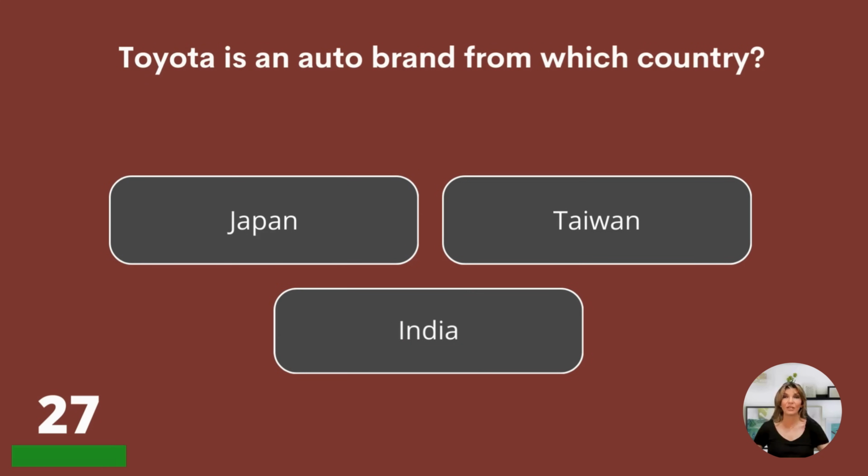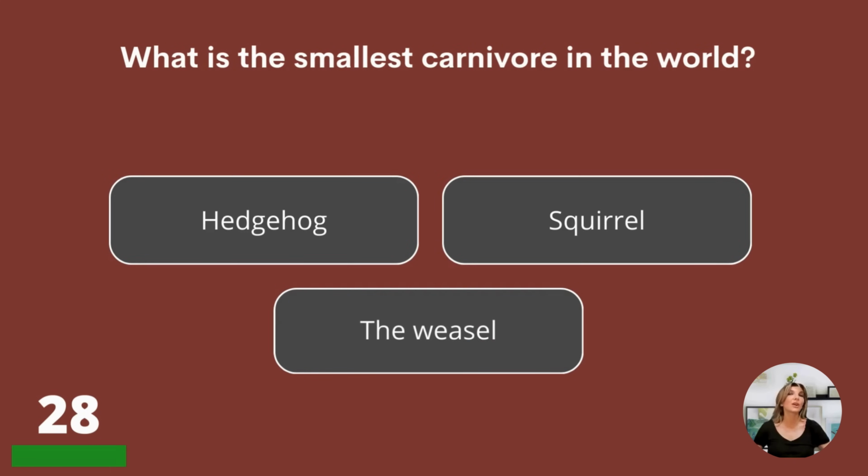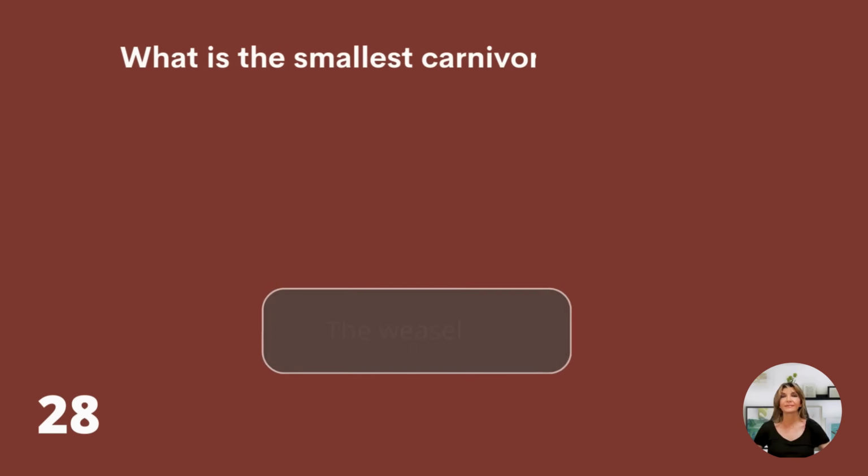Toyota is an auto brand from which country? Japan, Taiwan, or India? Japan. What is the smallest carnivore in the world? Hedgehog, squirrel, or weasel? The weasel.